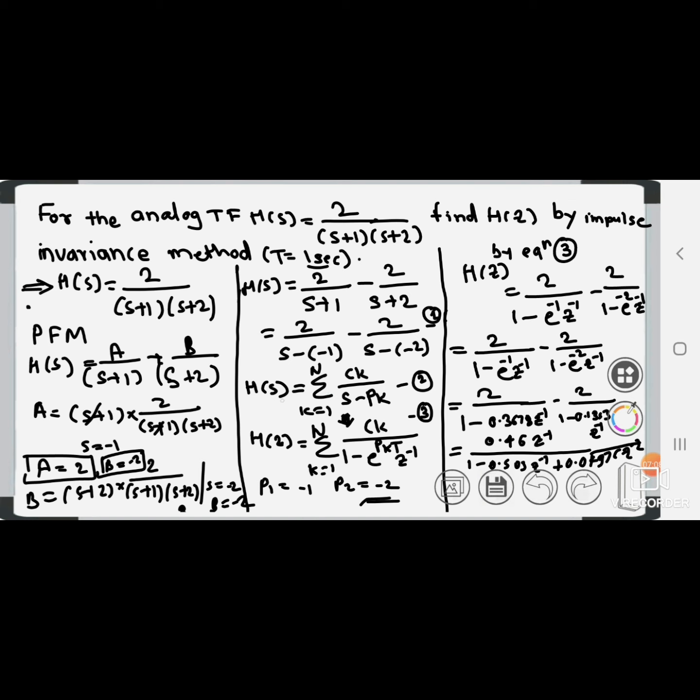So we have to remember this formula, this conversion is important: H(s) equal to the summation k = 1 to N of Ck upon (s - pk) will be converted into H(z) equal to Ck upon (1 - e^(pk T) z^-1).